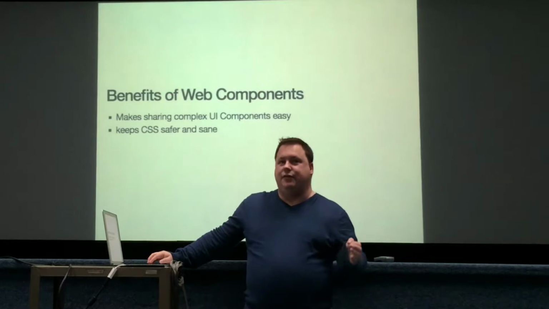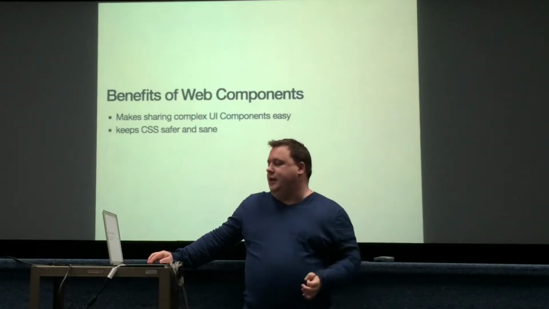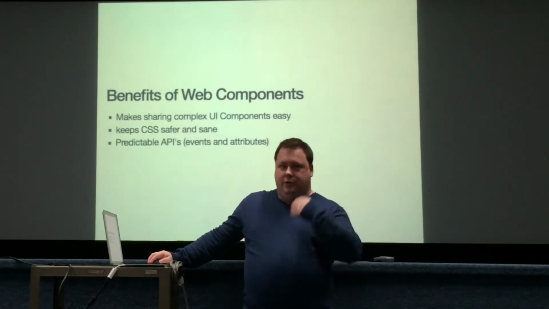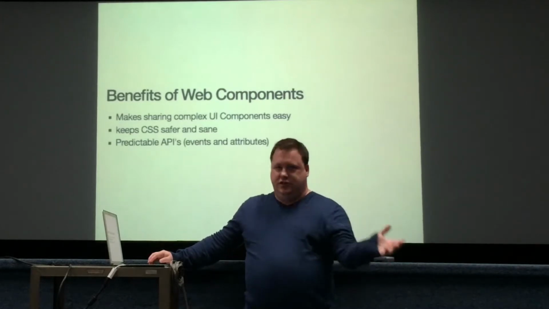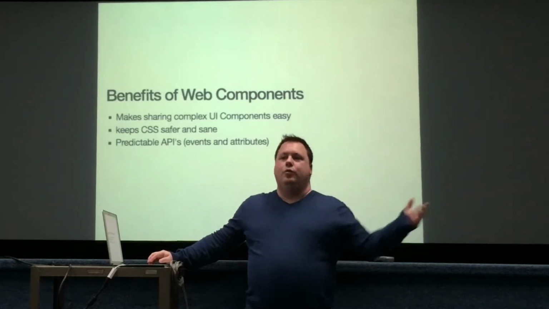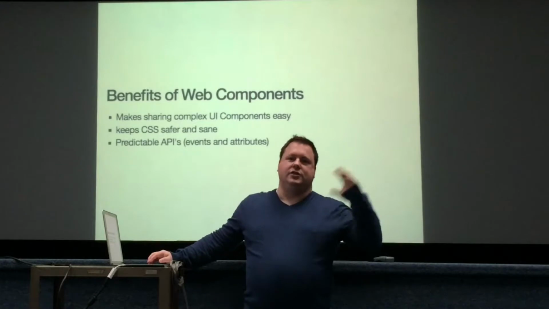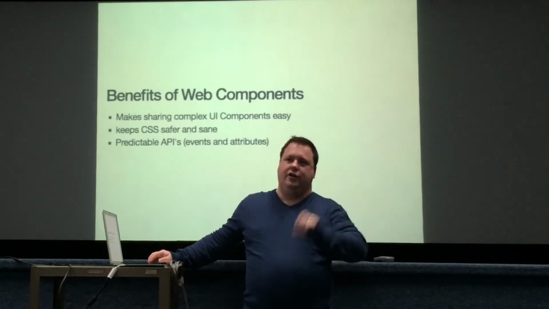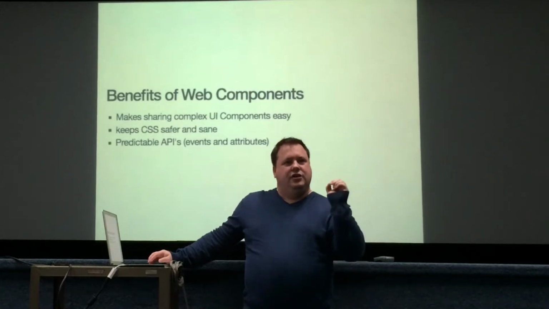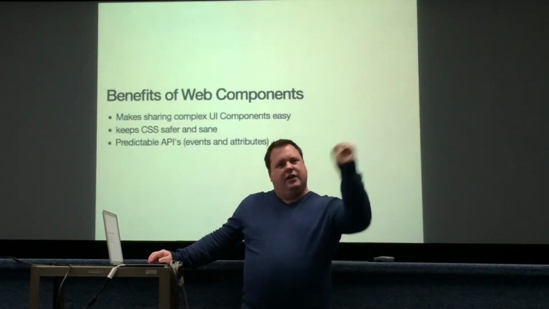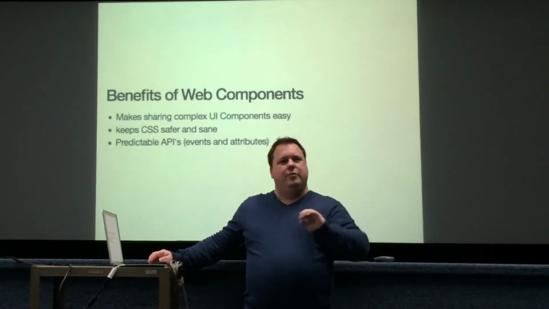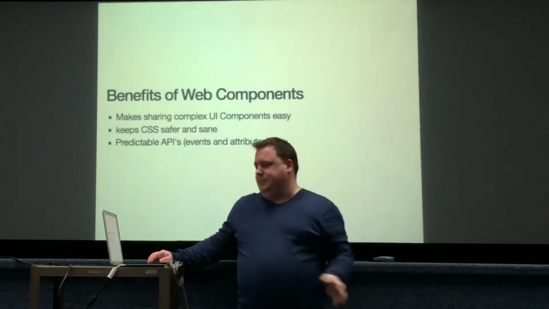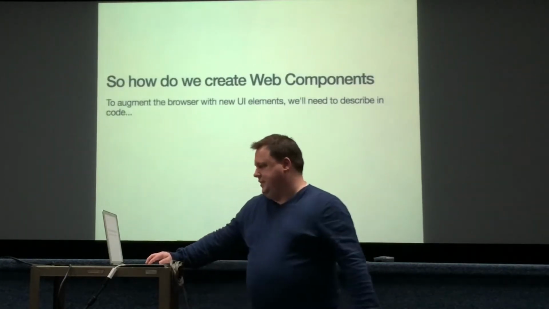It keeps CSS safer and saner, and I can get into why in a bit. And these predictable APIs of events and attributes just make everything easier. When you get a new web component, you don't have to wonder how to use this. You know pretty much the basics at least. You know it's going to send off events. You know you're going to assign attributes to it. And then there's that prototype API, where you wonder, is there a video method, or is there a data method that I add? But predictable APIs at least.